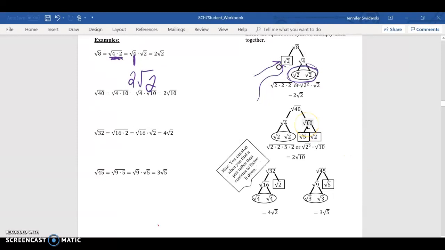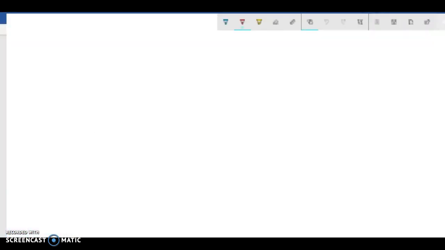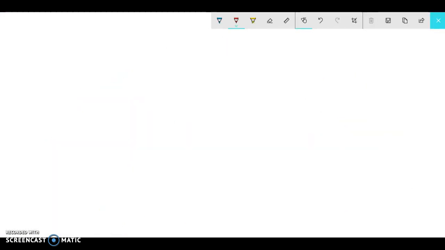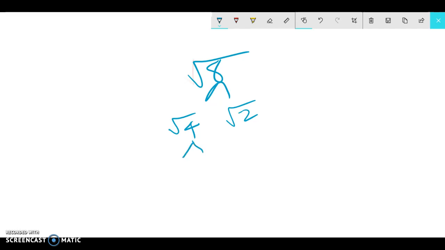So hear me out on this. Here's how I would do this. So let's see, we've got the square root of 8. When I do it this way, I know that this can become the square root of 4 times the square root of 2. And I always ask myself, can any of these be broken down further? And the answer is yes. This is a perfect square, so this can become the square root of 2 times the square root of 2.